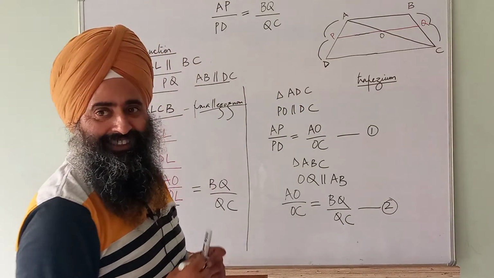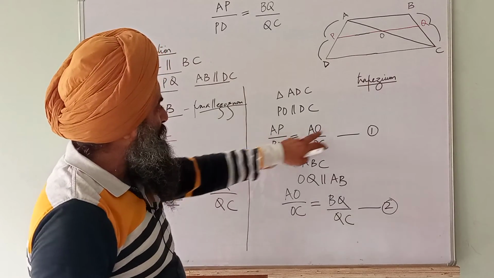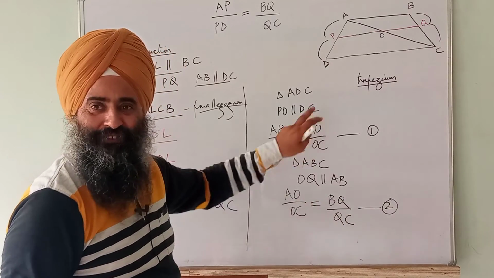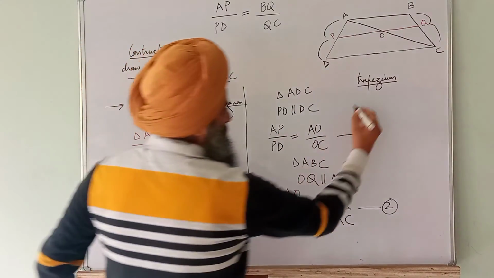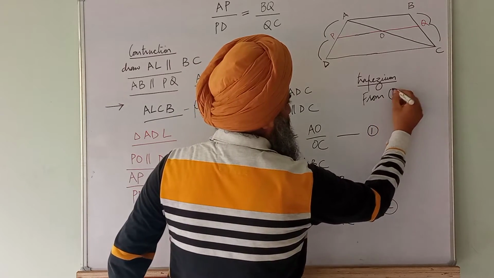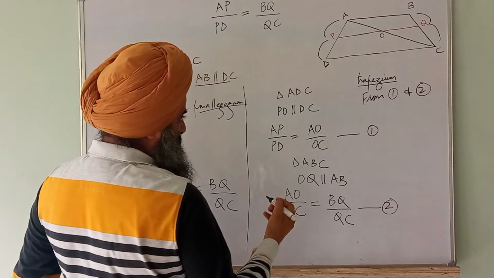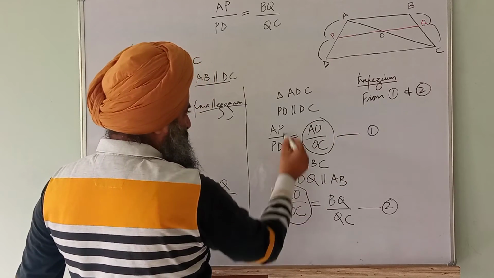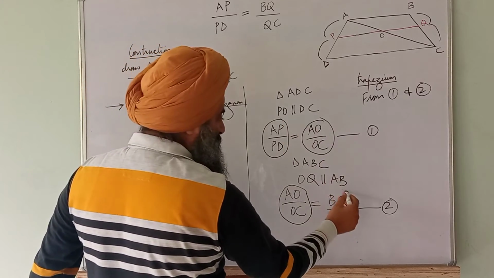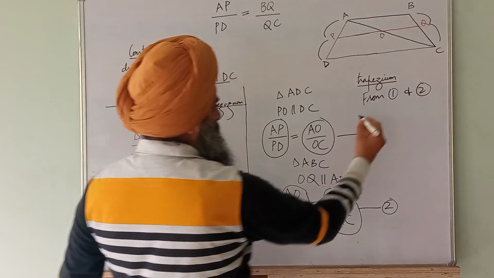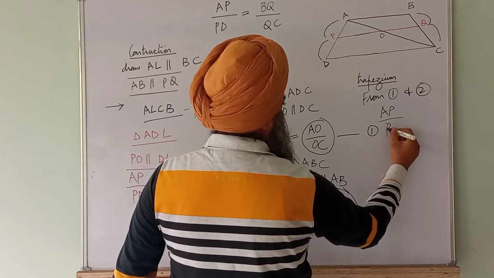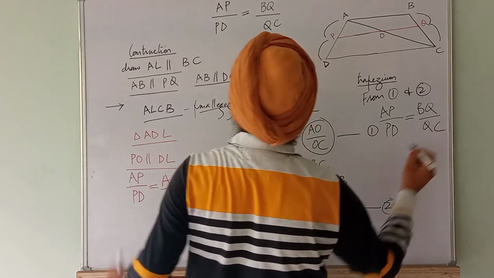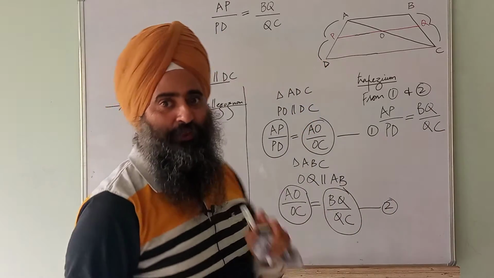See that, students? AP by PD is equal to AO by OC. Here AO by OC is equal to BQ by QC. So from the first and second equations, the right side of one equation is equal to the left side of the other. So we got AP by PD is equal to BQ by QC. This we wanted to prove. So there are two methods to prove this.